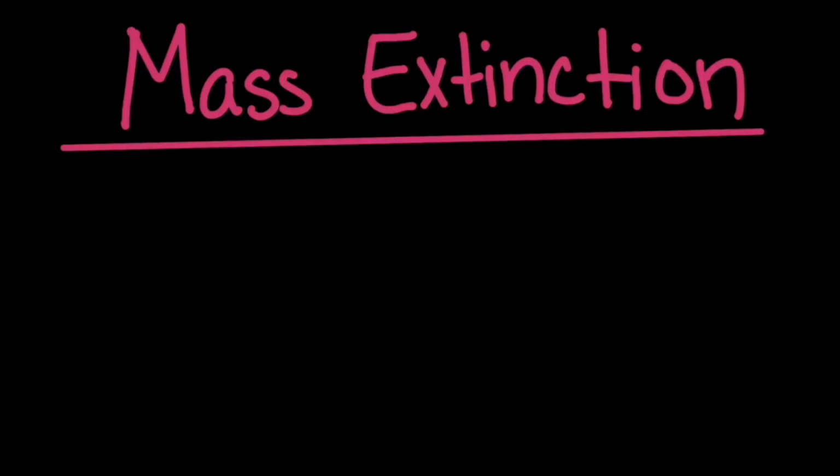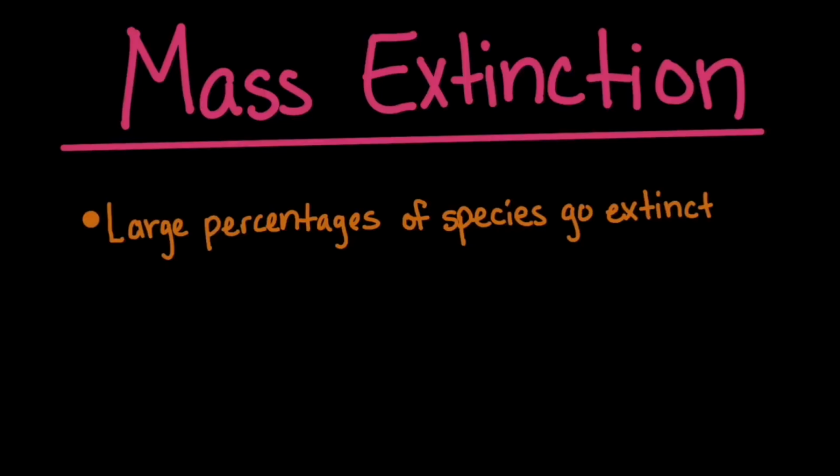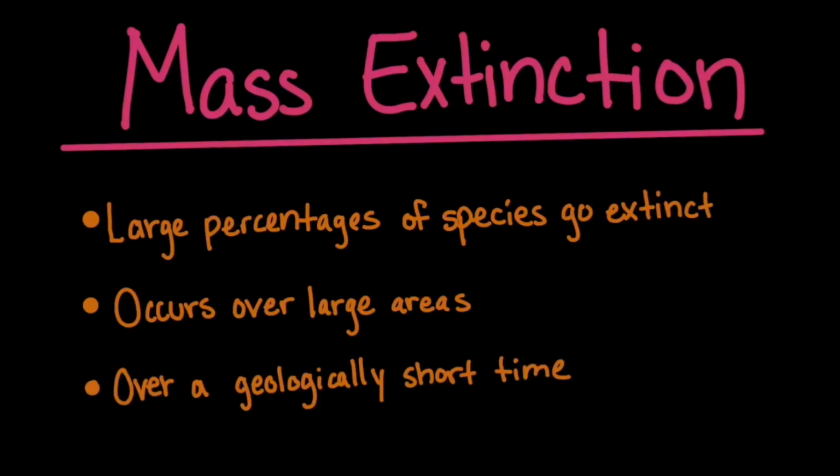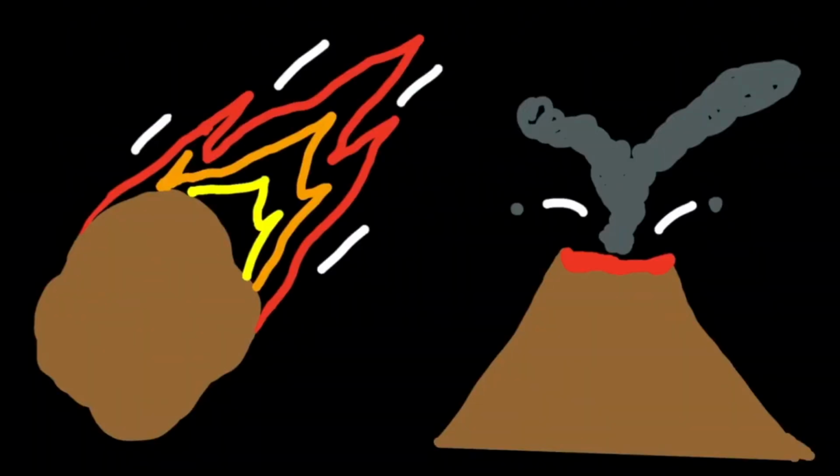Contributing towards this percentage were mass extinction events. Mass extinction occurs when large percentages of species go extinct. This occurs over large geographic areas and can even be a global event. This also occurs over geologically short periods of time. These mass extinction events occur due to major natural disasters or relatively rapid changes in climatic conditions. Evidence for this include traces of meteorite impacts, heavy volcanic activity, the movement of continents, and warming or cooling events.